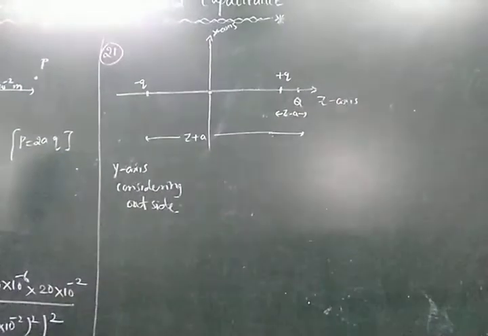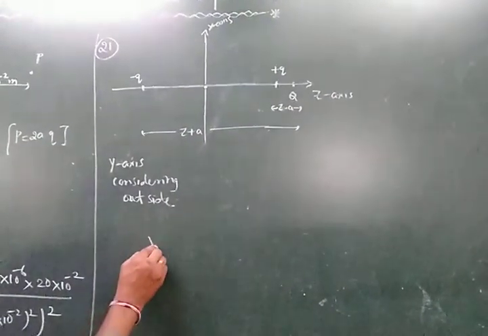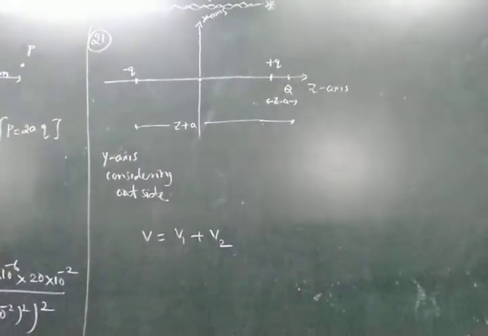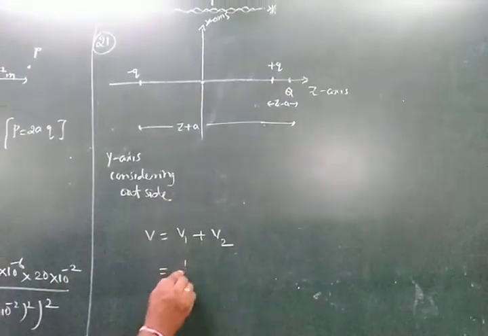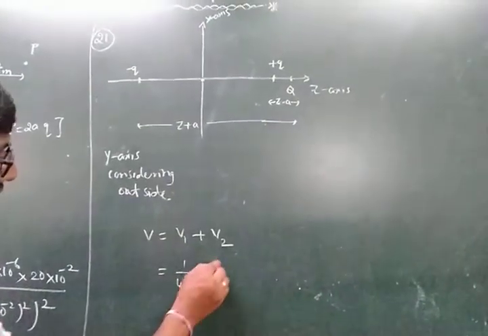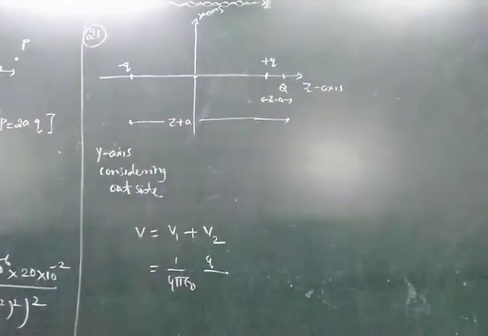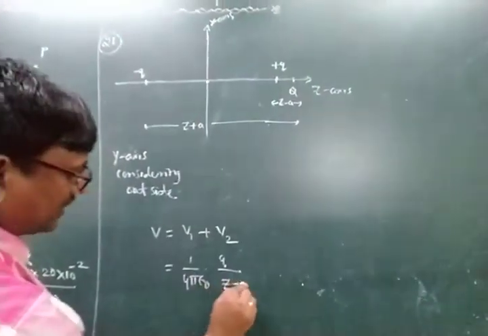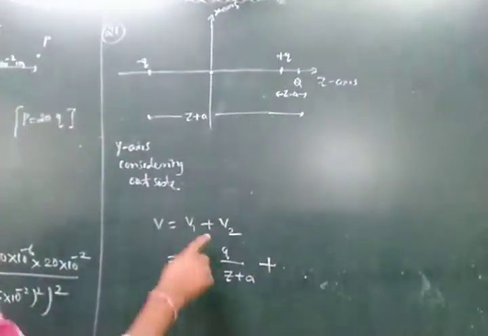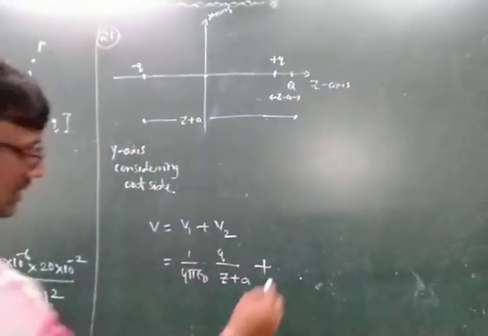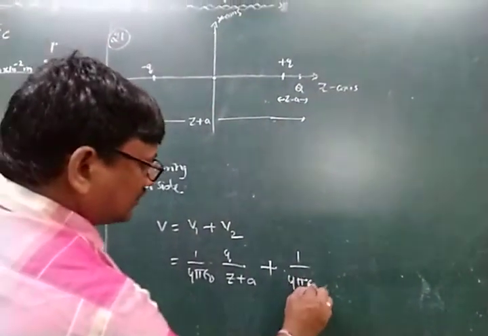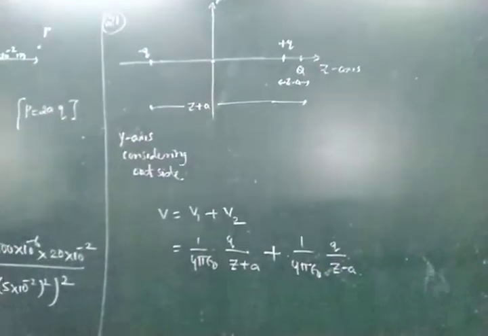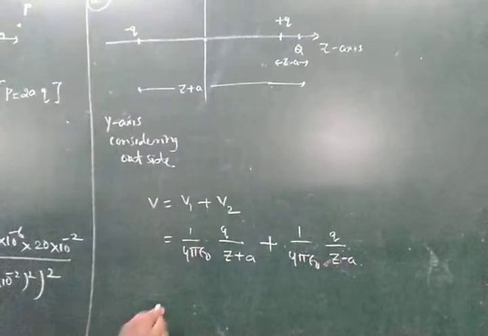We know the electric potential. What is the formula? V is equal to V1 plus V2. V1 is equal to 1 by 4 pi epsilon naught, q by z plus a. So V2 is equal to 1 by 4 pi epsilon naught, q by z minus a. Now we take the LCM.